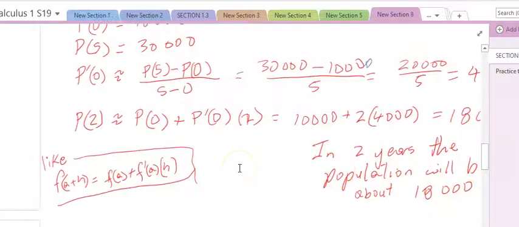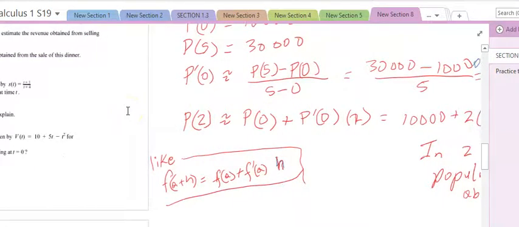So this is like using our f of a plus h is equal to f of a plus f prime of a times h. Let's use this, times h. Right. So that's the same idea.